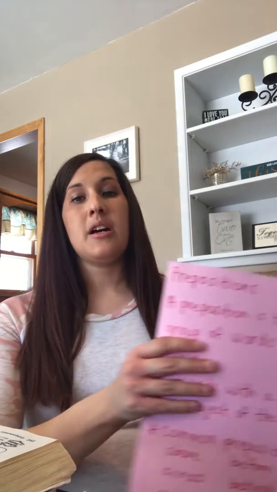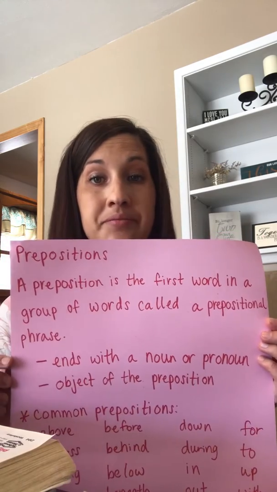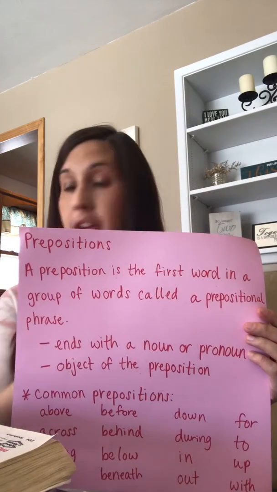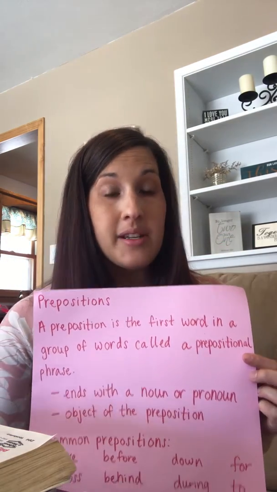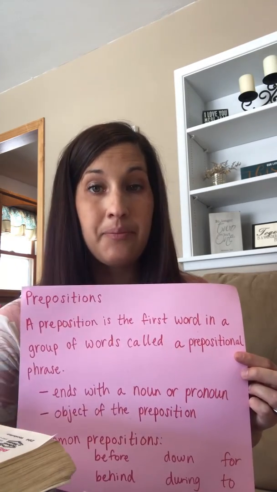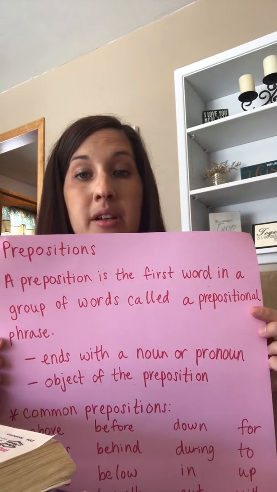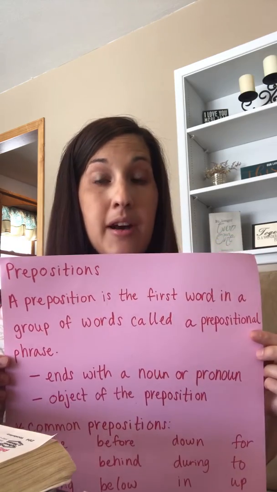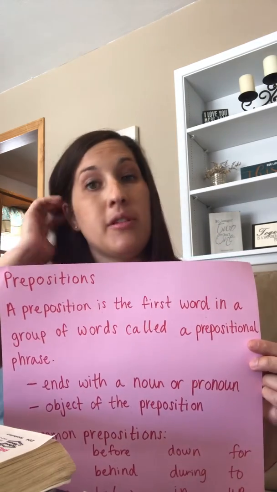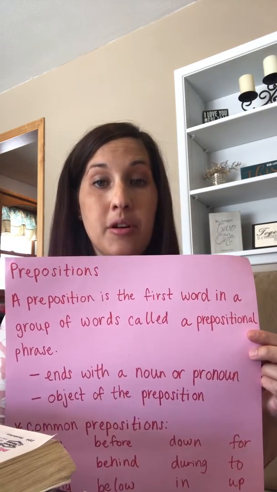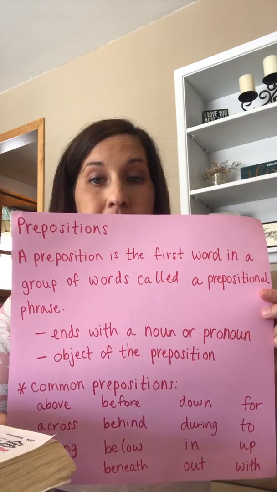We are also going to be talking about prepositions this week. A preposition is the first word in a group of words called a prepositional phrase. You made prepositional phrase poems in our science project of If I Ran the Zoo. With prepositional phrase poems, a prepositional phrase ends with a noun or a pronoun. Remember, a noun is any person, place, thing, or animal. A pronoun replaces a noun. So he, she, it, him, her. And that noun or pronoun is called the object of the preposition.